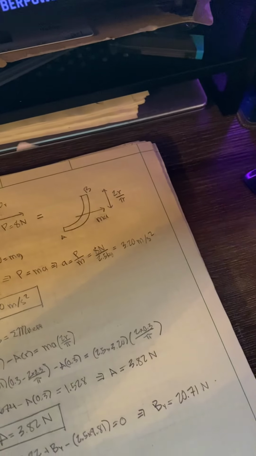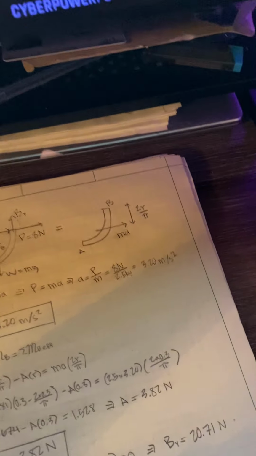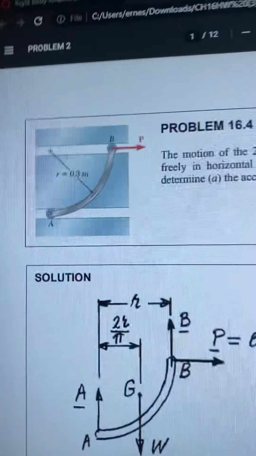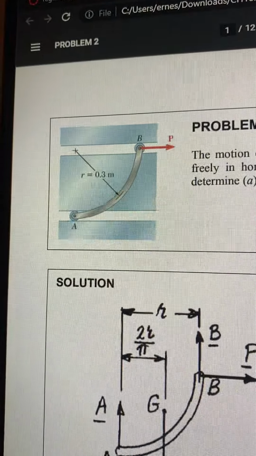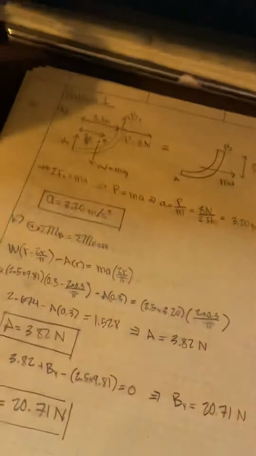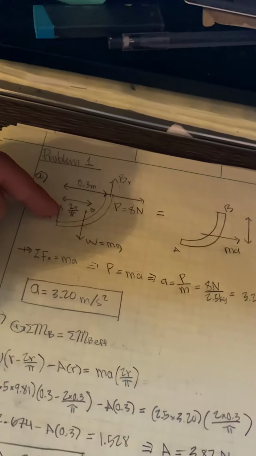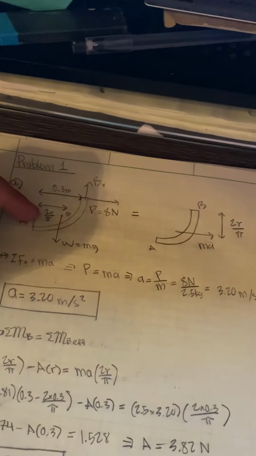All right, so this homework assignment right here is chapter 16, rigid body kinematics. The first problem gives us this structure right here, and it wants us to find the acceleration of the rod and the reactions at A and B. So right here I just drew a quick free body diagram of the rod.